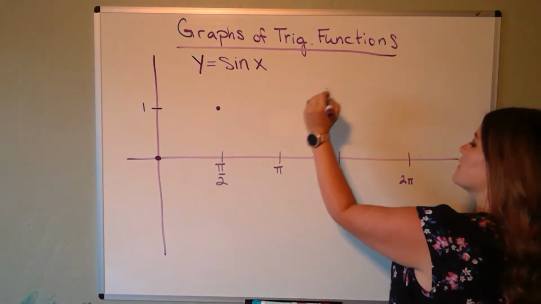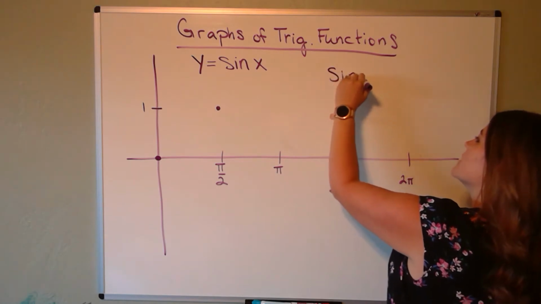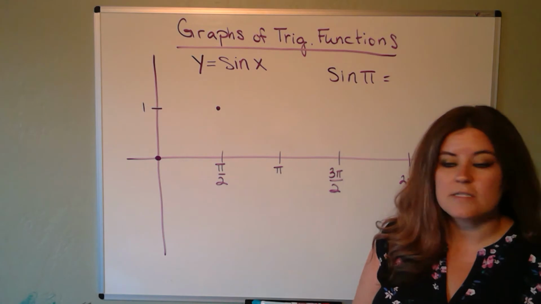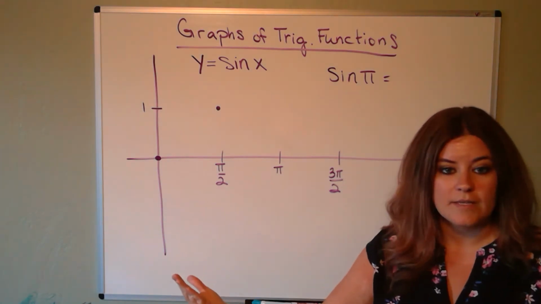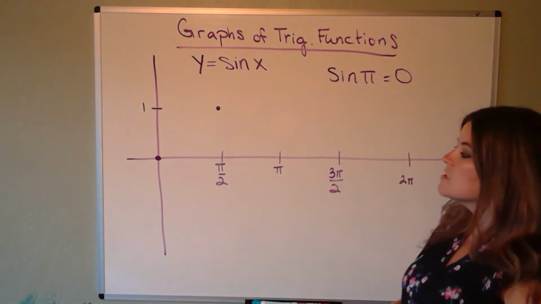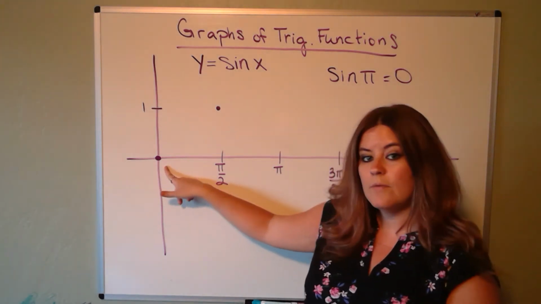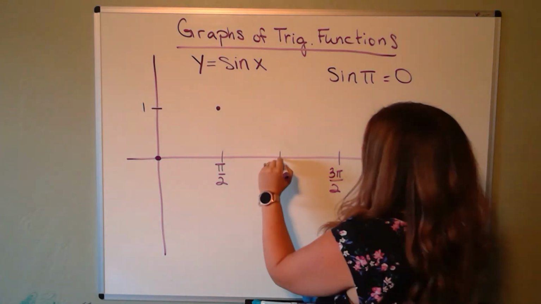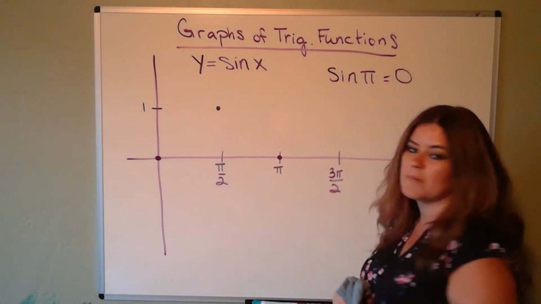Okay, so we're moving on to pi. What is the sine of pi? You guys, 180 degrees on your unit circle, it's the one out to the left. The y value there is 0 again. So the sine of 0 is 0, but the sine of pi is also 0. So when I put in x equals pi, I get out y equals 0, and we're back here.